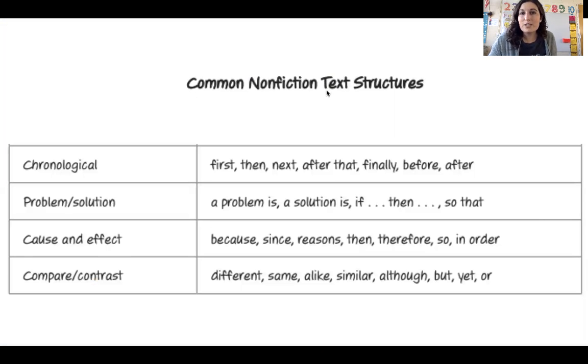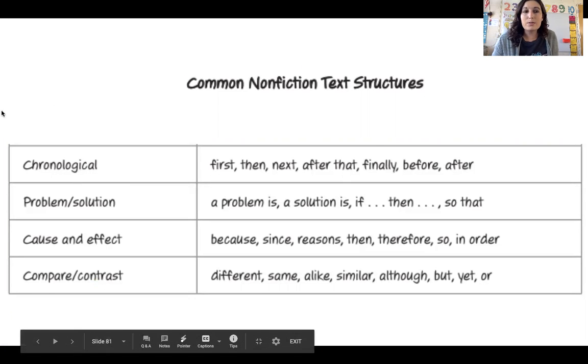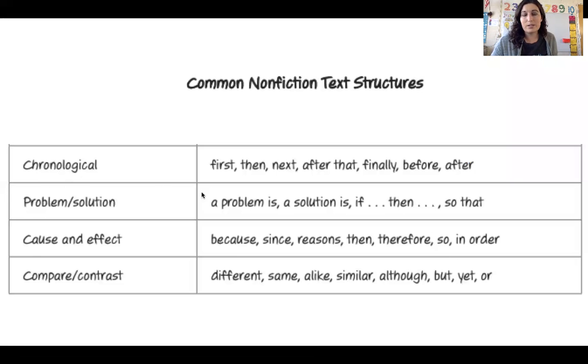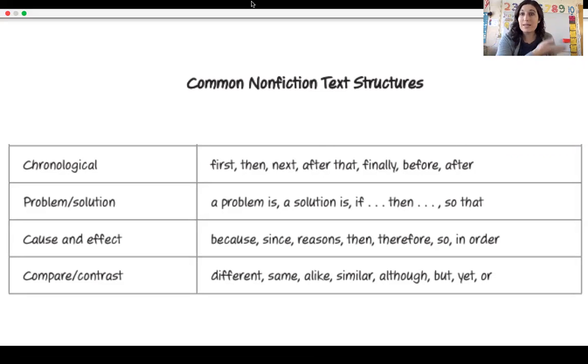Some common nonfiction text structures that we will be using in fourth and fifth grade include the four that are on the screen here. The first is chronological, and chronological text is ordered with words like first, then, next, after that, finally, before, after. So at the very beginning of the text, you'll learn about something that happened first. And then as you read through the text, it kind of goes in a sequence in order.